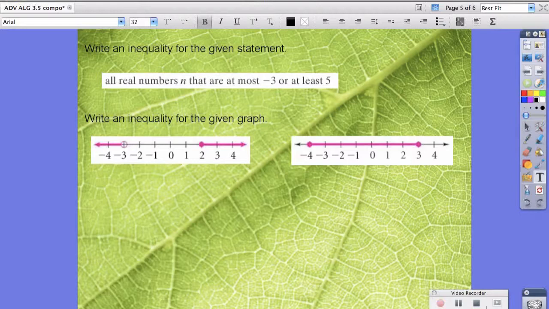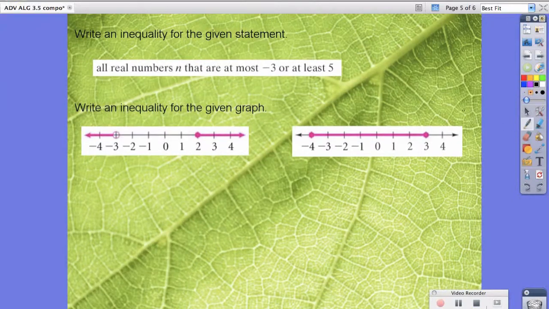It says, write an inequality for the given statement. It says all real numbers, n, that are at most -3 or at least 5. So notice because it says or, we're going to have two different statements. So we're going to start with n.